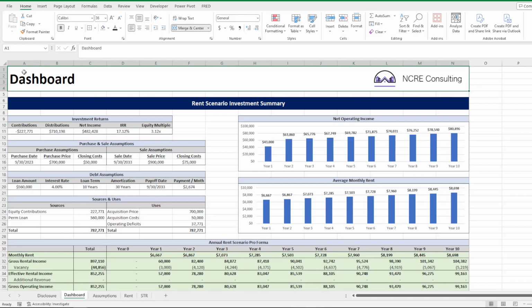Hey everyone, in this video we are going to go over my rent versus short-term rental financial model. This is a free financial model that you can find on my website. I've linked it in the description, but essentially the goal of this model is to allow you to take an investment property and analyze it both as a rental property for a single tenant or as an Airbnb short-term rental and determine which is the best way to go.